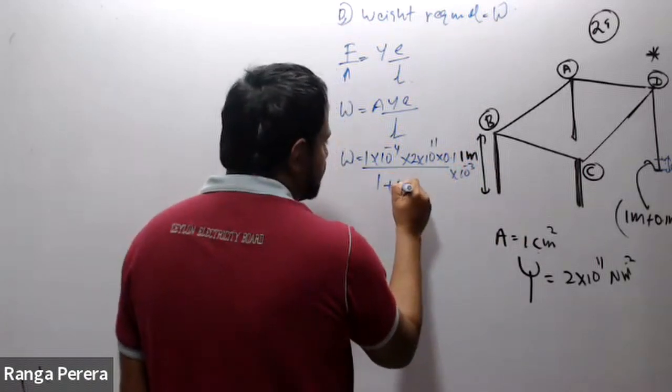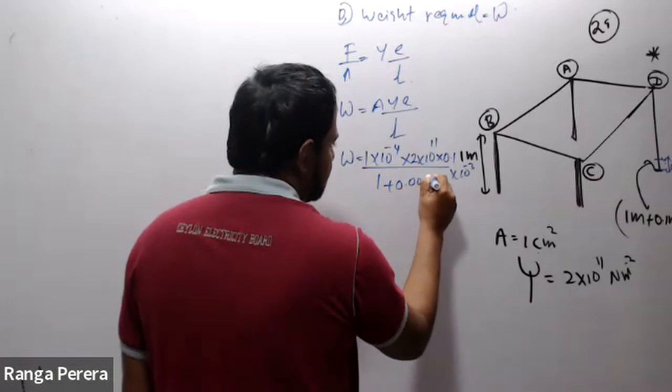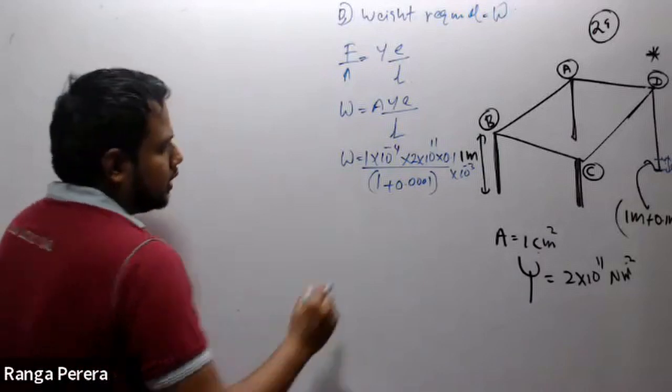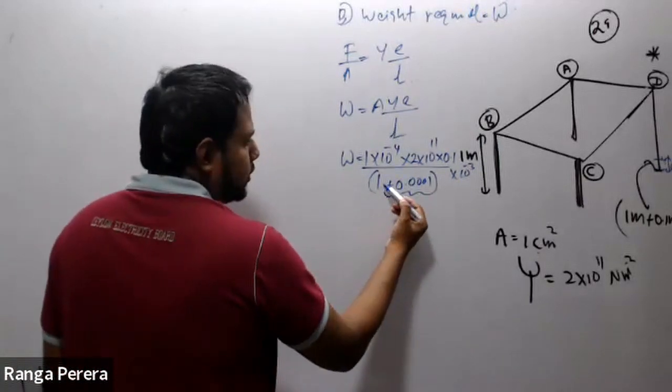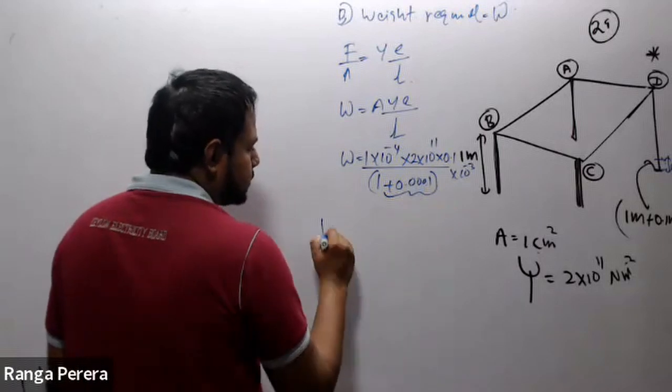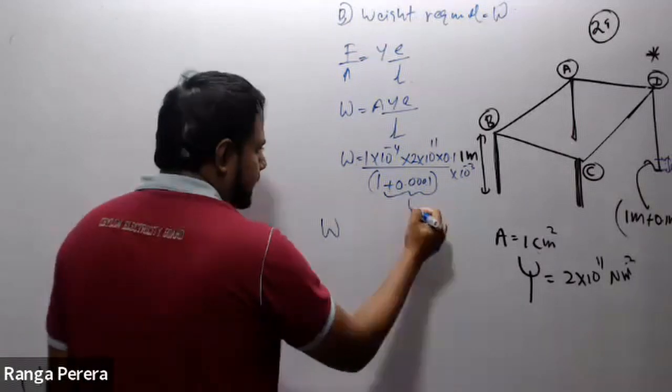It is 1 plus 0.0001. So do I need to write 1.0001? No, I don't want to write it like that. So I just skip and say that it is 1.